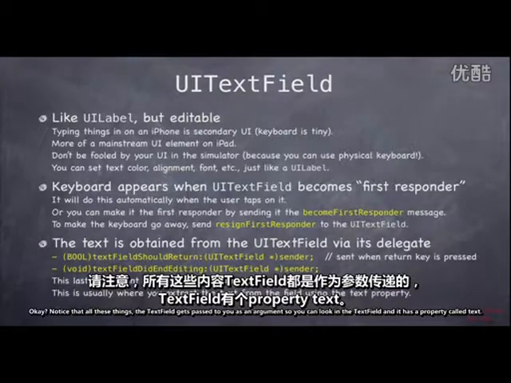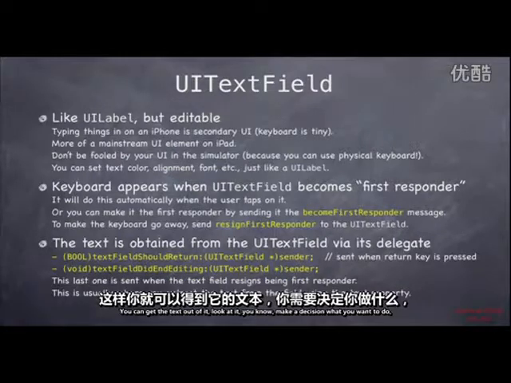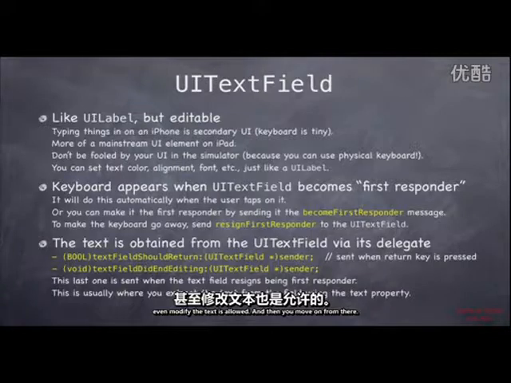Notice that in all these methods, the text field gets passed to you as an argument, so you can look in the text field, and it has a property called text. You can get the text out of it, look at it, make a decision about what you want to do, even modify the text. It's allowed, and then you move on from there.